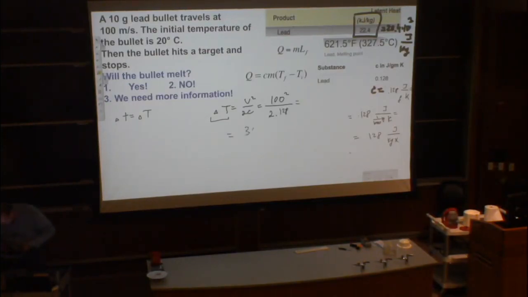So I've got 39. What unit should we write? Since, again, this is the temperature change, we can use Celsius, we can use Kelvin. But since the initial temperature is given in Celsius, of course, we use Celsius. So the final temperature should be equal to the initial temperature plus the change. So 20 plus 39, 59 degrees Celsius. The melting temperature is much, much higher. So it's not going to start melting.